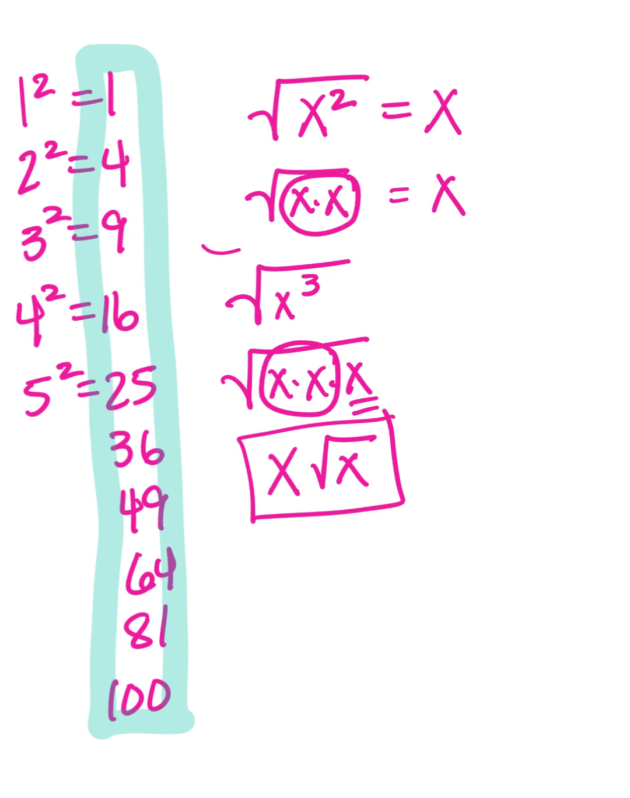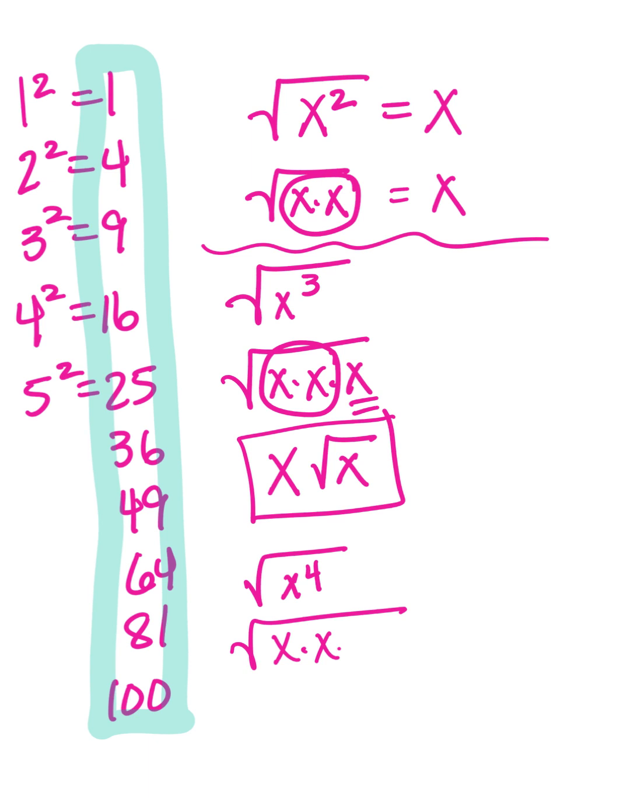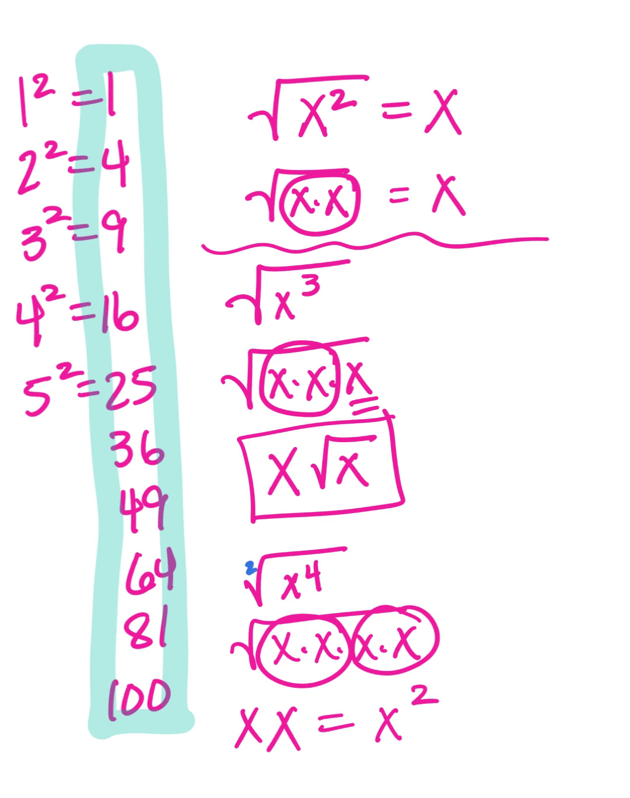So anytime that you have an odd number, there's something left over. If you have the square root of x to the 4th, that's going to be x times x times x times x. So I have this pair that comes out, and this pair that comes out, and there's nothing left over. X times x is x squared. If you think about it, there's really an imaginary 2 here. It's called an index. So 4 divided by 2 is 2. That's why the answer is just x squared.